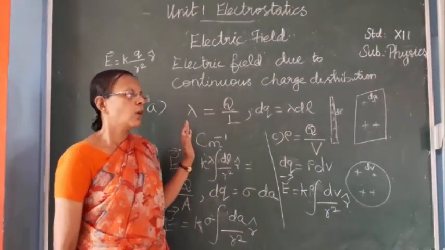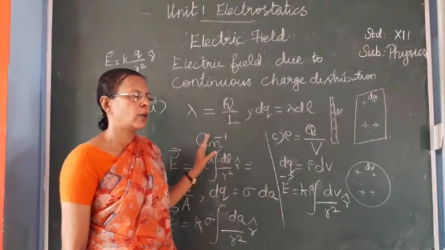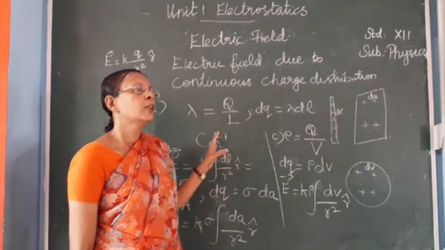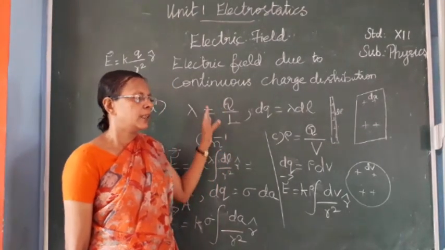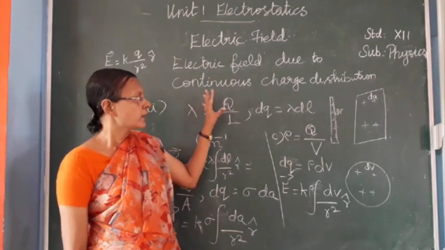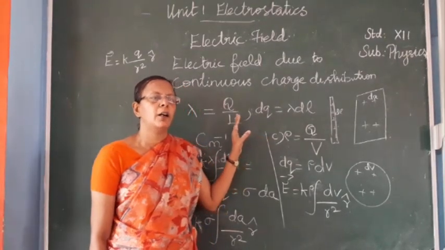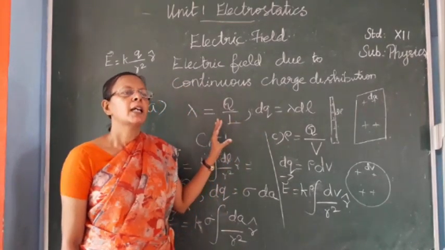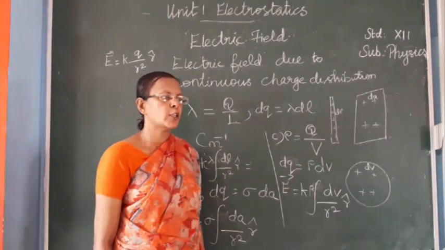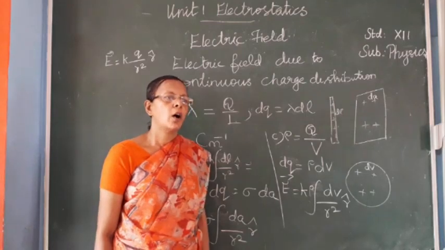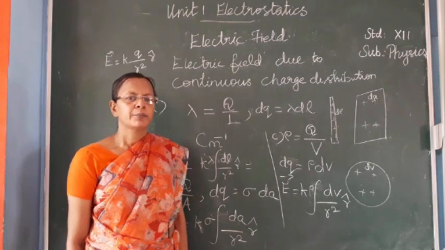Then, the electric field. What is the electric field? The electric field is a vector quantity. It is the force experienced by charge Q0. The SI unit of the electric field is NC to the power -1, Newton per Coulomb. Then all the important aspects we have to know, so learn well.